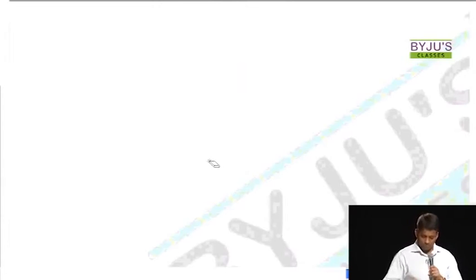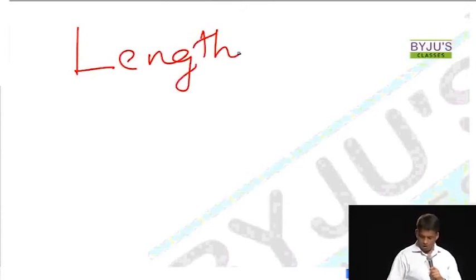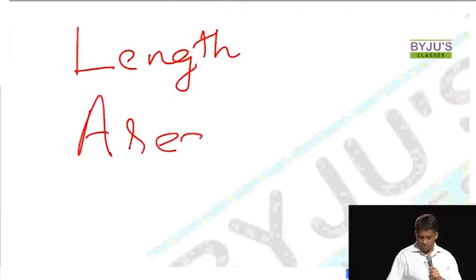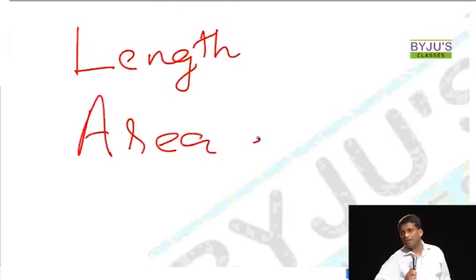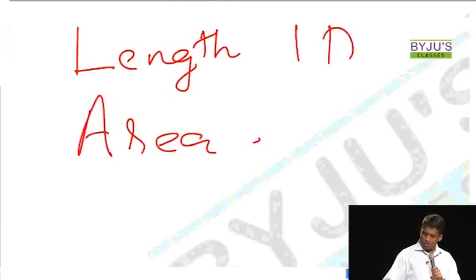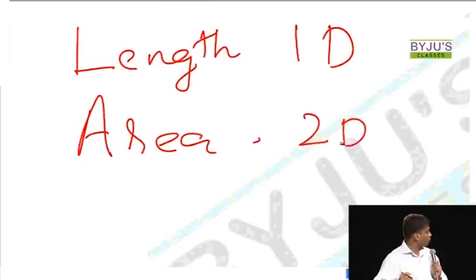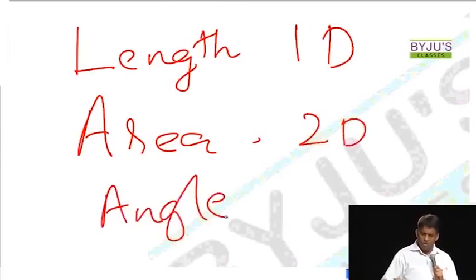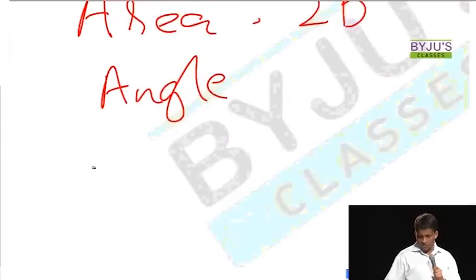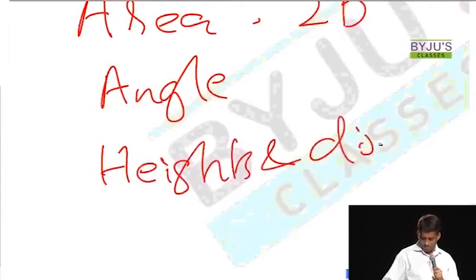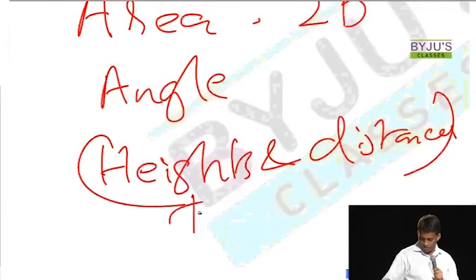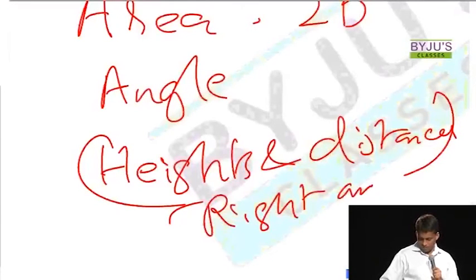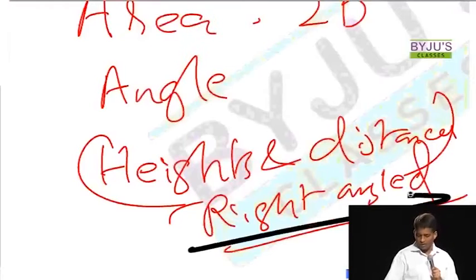Let's solve some questions. What are the possible questions? Question types are, you can have length-based questions, or you can have area-based questions. When I'm talking about plane geometry here, that is only up to 2D, right? 1-dimensional, 2-dimensional, as of now. You can say specific questions as angle-based questions, or particularly you can say heights and distances. Heights and distances are nothing but right angle triangles. So they can never be difficult if it's about right angle triangles.